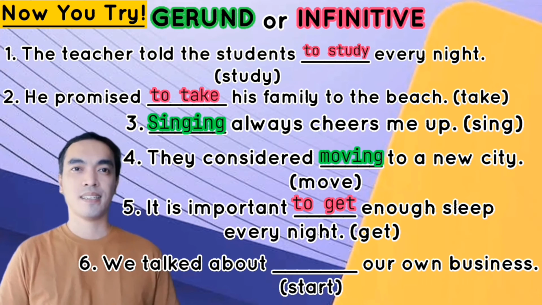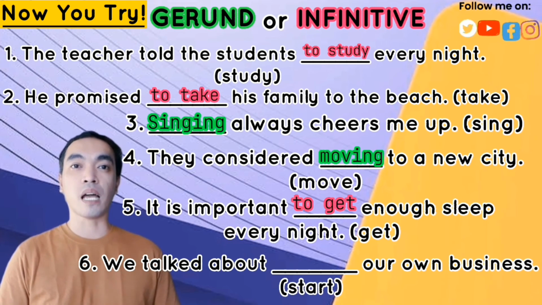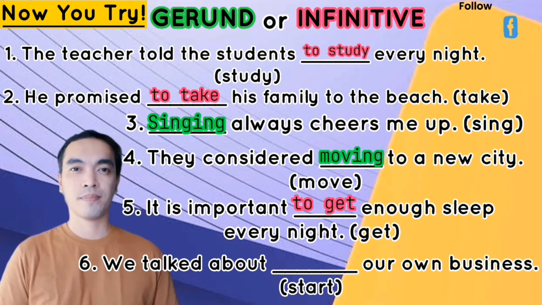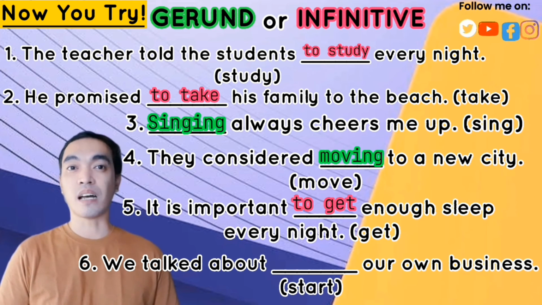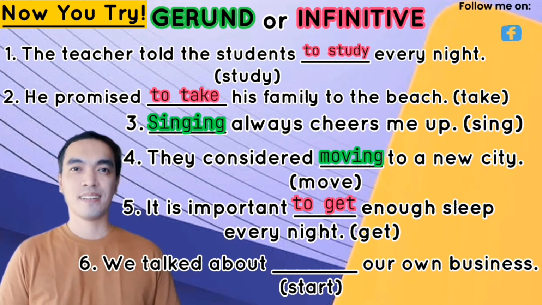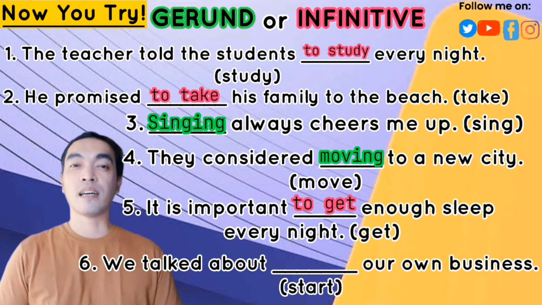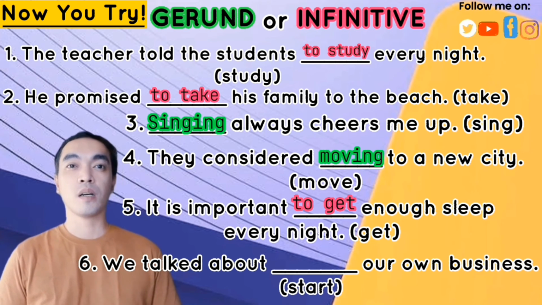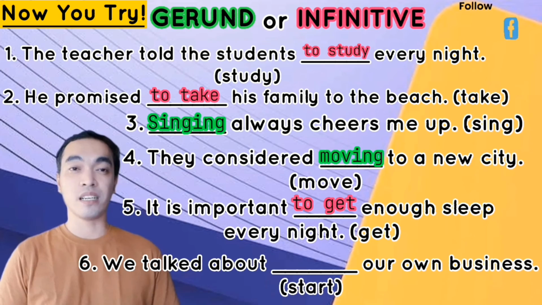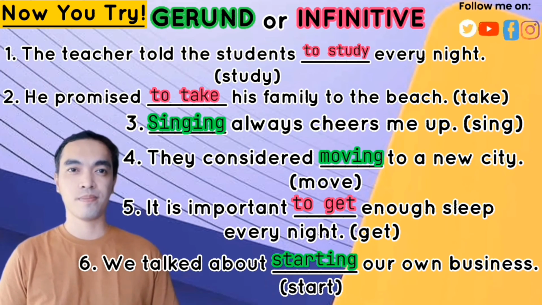Number 6. We talk about our own business. The verb is start. The correct answer is we talk about starting our own business.